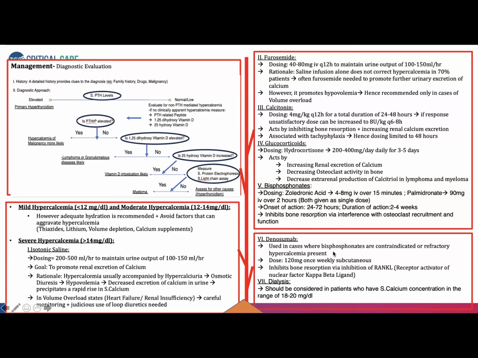Denosumab, so this is also used where bisphosphonates are contraindicated and refractory hypercalcemia is present. So the dose is 120 milligram once a week subcutaneously. So this inhibits the RANK, the receptor activation of nuclear factor kappa beta ligand. So this inhibits the bone resorption.